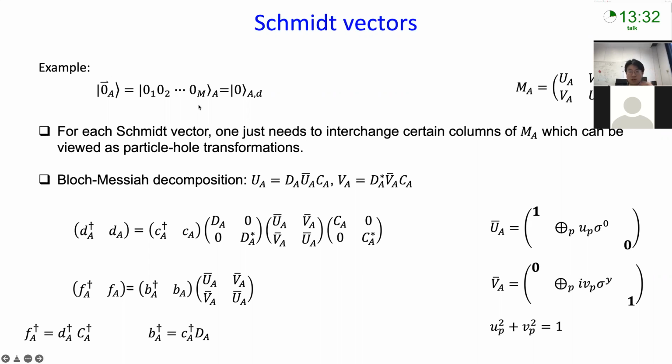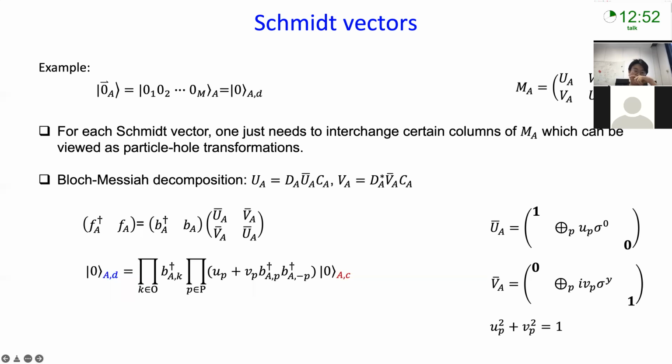So the wave functions of those d_A operators are U_A and V_A. With the help of the Bloch-Messiah decomposition, we can bring U_A and V_A into a block diagonalized form, namely U_A bar and V_A bar, up to unitary transformations of d_A and c_A. And using these unitary transformations, we can define two canonical bases, f_A and b_A. Notice f_A and d_A share the same vacuum, and also b_A and c_A share the same vacuum. c_A is the original fermion.